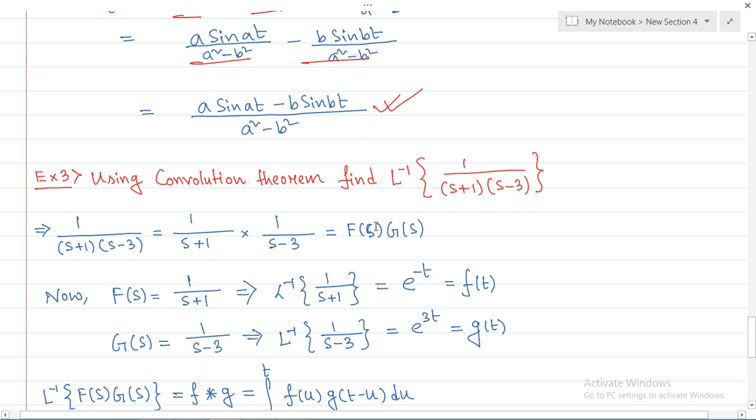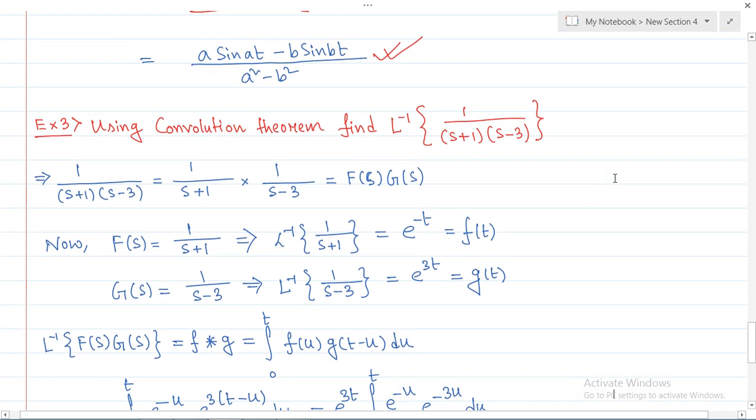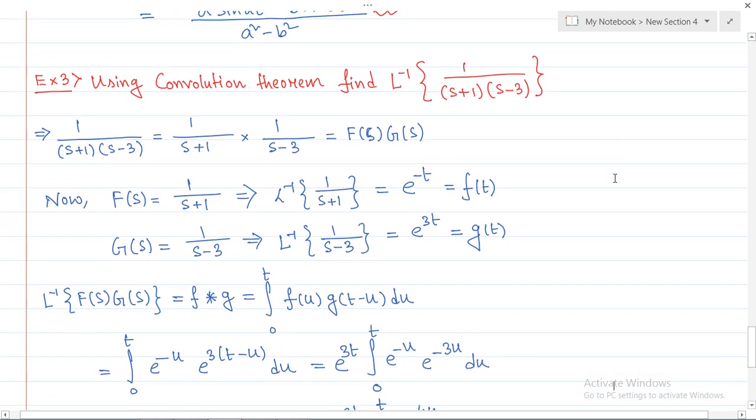Now let us come to another one. Apart from the sine cos problem, we can have some simple type of problem also. Let us try to understand. Use the convolution theorem to find L inverse of 1 upon S plus 1 into S minus 3. So here also two terms are being multiplied in the denominator. So we split it as 1 upon S plus 1, 1 upon S minus 3, which is treated as Fs into Gs.